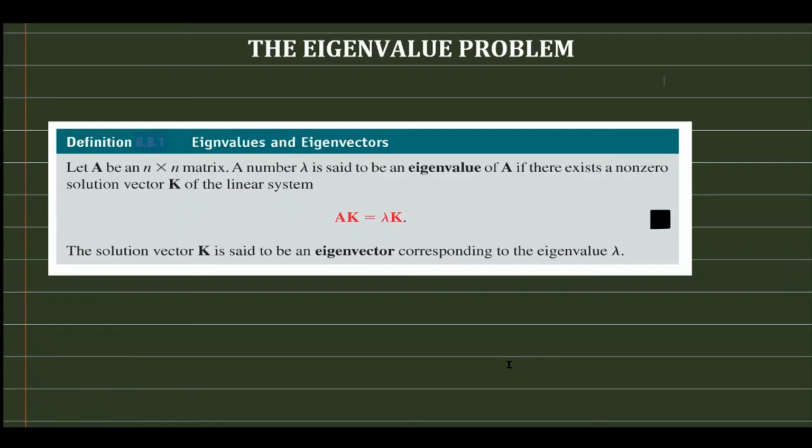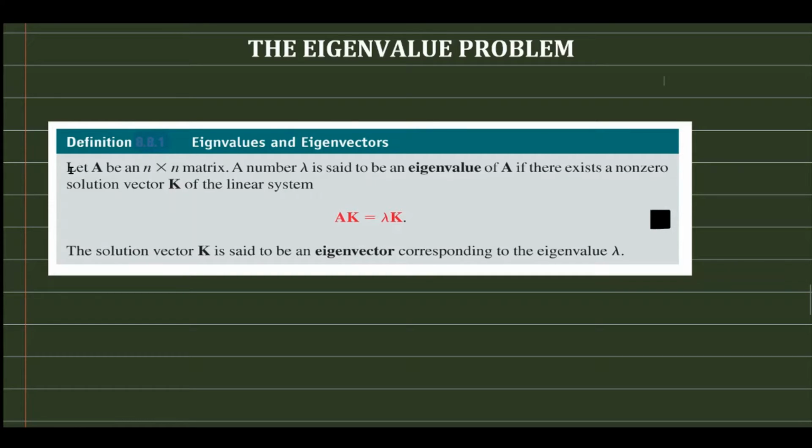Today we will study the eigenvalue problem. We will also study a method to find the eigenvalues and eigenvectors of a given square matrix. The eigenvalue problem. So first we will see the definition of eigenvalues and eigenvectors.